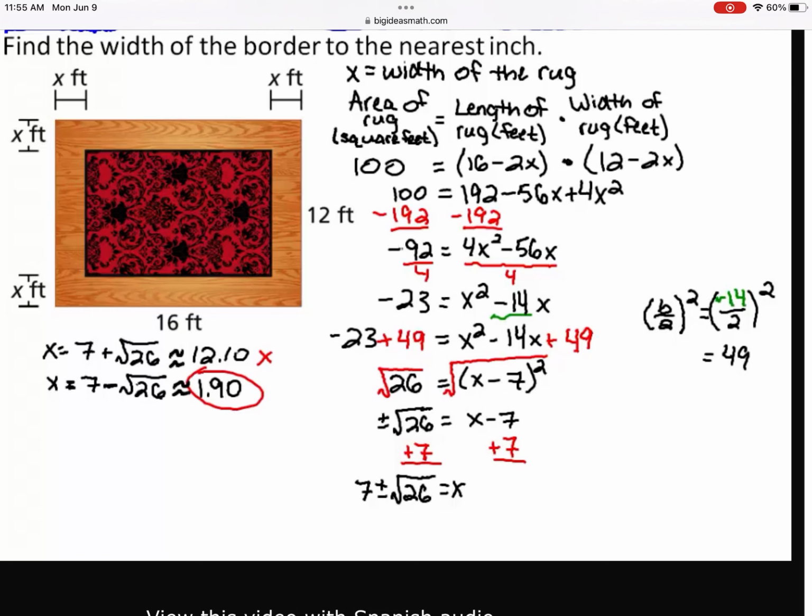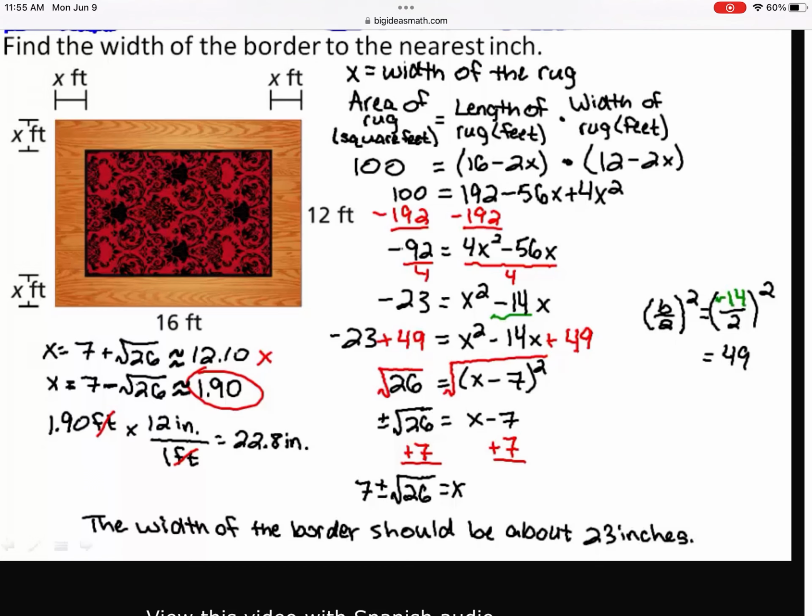Now you must convert 1.9 feet to inches by multiplying 1.9 feet by 12 inches divided by 1 foot. The feet cancel and you are left with 22.8 inches. So the width of the border should be about 23 inches.